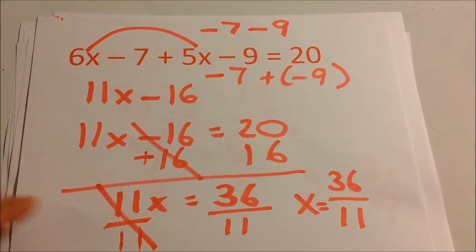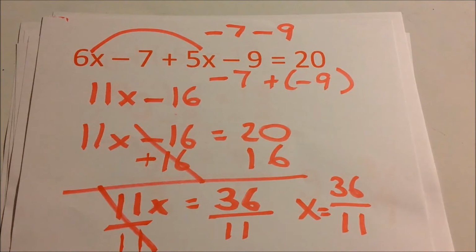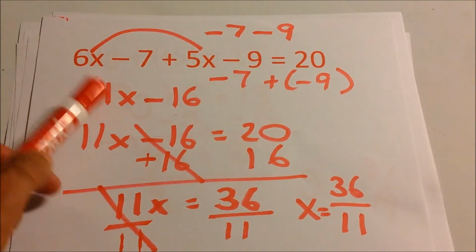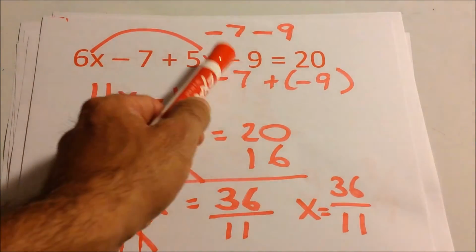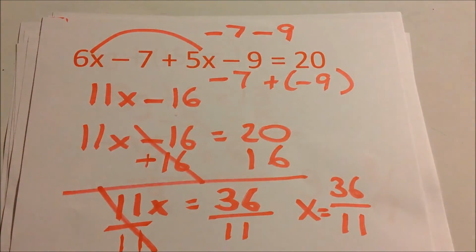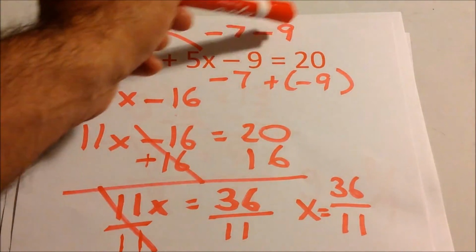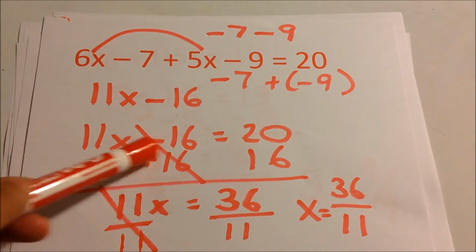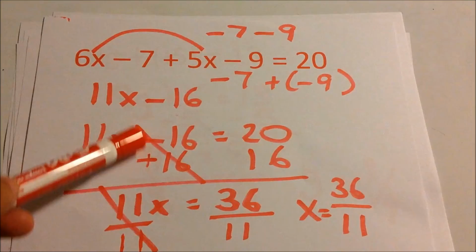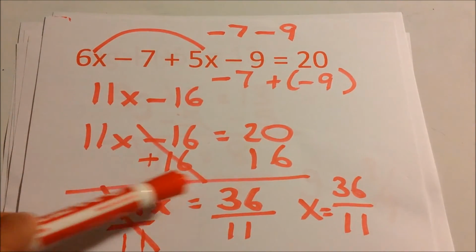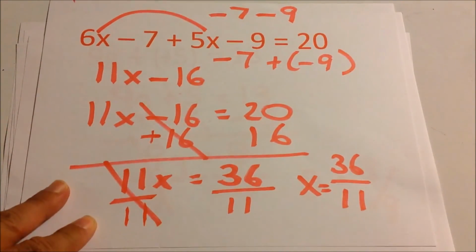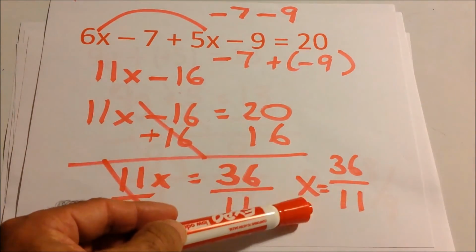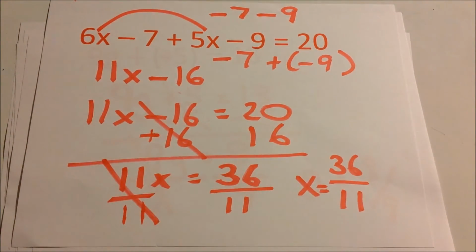Okay, what if we had 6x minus 7 plus 5x minus 9 equals 20? Well, let's combine first. So the 6x and the 5x become 11x, and the minus 7 minus 9 becomes minus 16. Remember, minus 7 minus 9 is minus 7 plus minus 9. Keep, change. So over here we did the opposite operation. We added the 16 on both sides, and we had 11x equals 36. Divided out the 11 on both sides, and this is our answer. So you should rewind the tape if you didn't understand that.